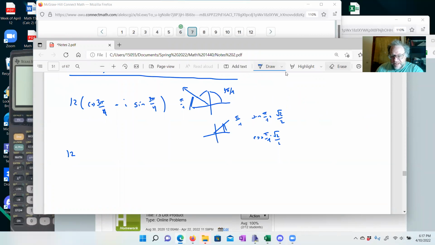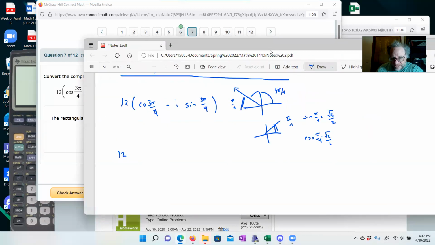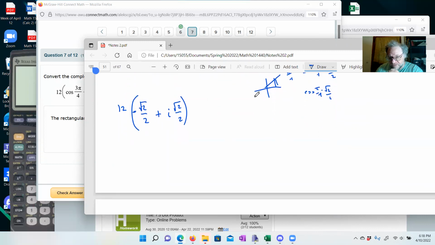Okay, so when I take the cosine of 3 pi over 4, we're going to get square root of 2 over 2. It's in the second quadrant, so this has got to be a negative value, because cosines are negative in the second quadrant. Plus i, now sine of pi over 4, that's again square root of 2 over 2. But look where it is, the y part is going up, so that's still positive. So sine is positive in the second quadrant.